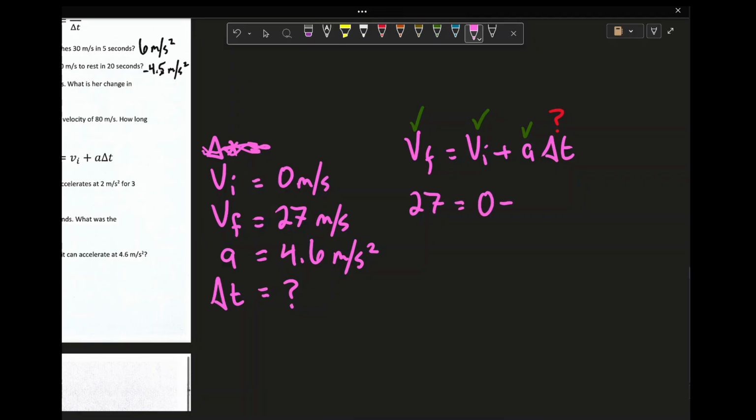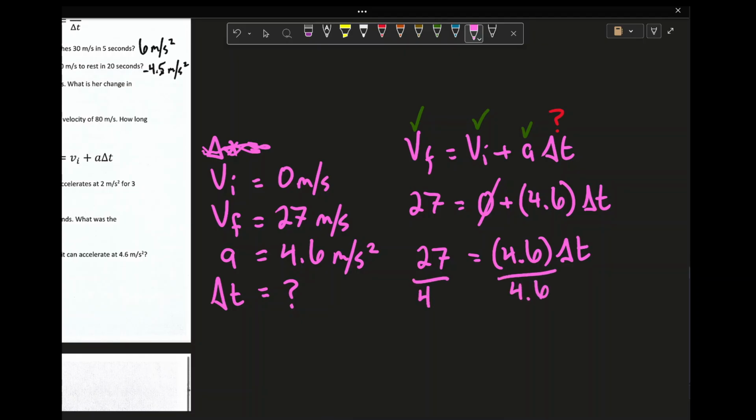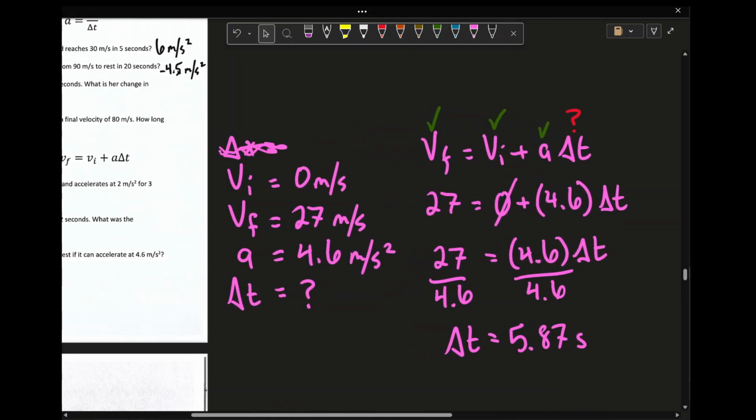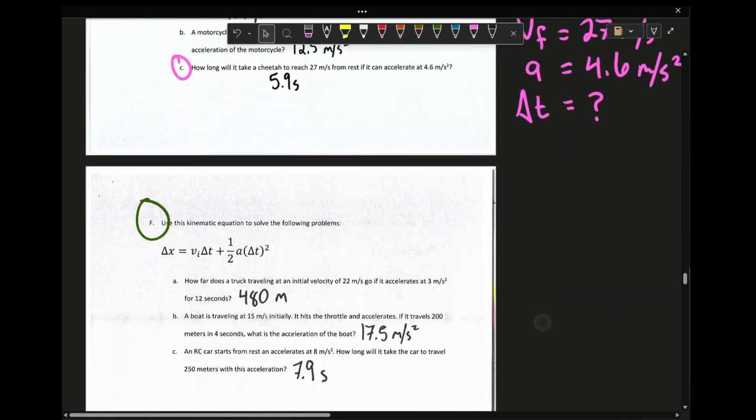27 equals 0 plus 4.6 times delta t. This basically drops, so you get 27 equals 4.6 delta t, divide by 4.6. And making sure that I'm not a moron, we get a delta t of 5.87 seconds, which is the answer. Sure, I rounded up a little bit too much, but I think we can forgive me.